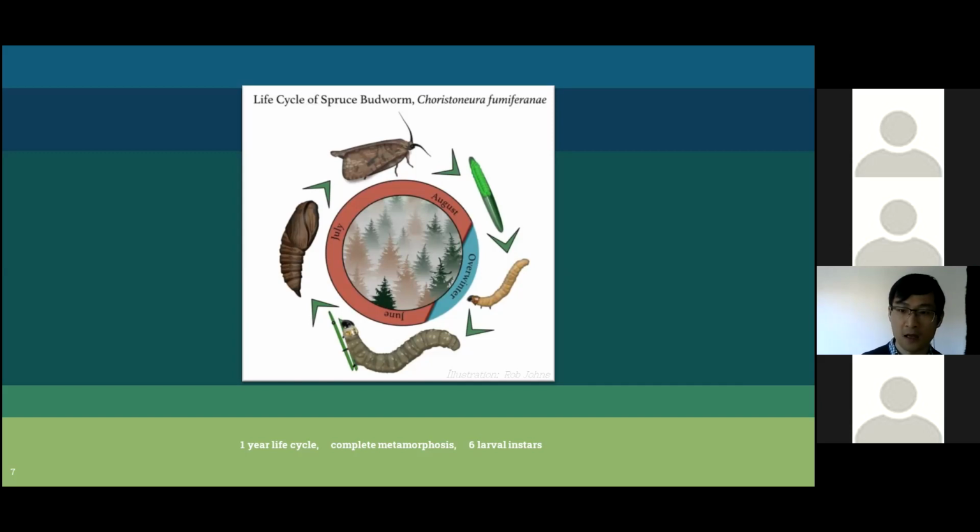And the moth is the main stage for long distance dispersal. I guess they can fly across the water to Newfoundland. That's how far they can go, hundreds of kilometers.